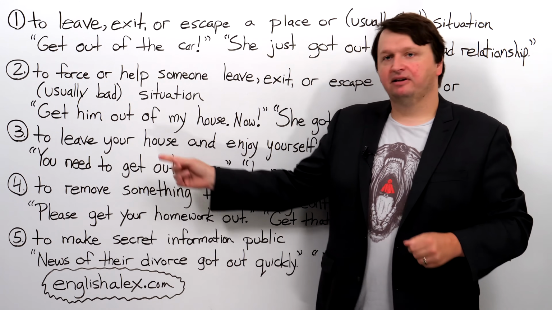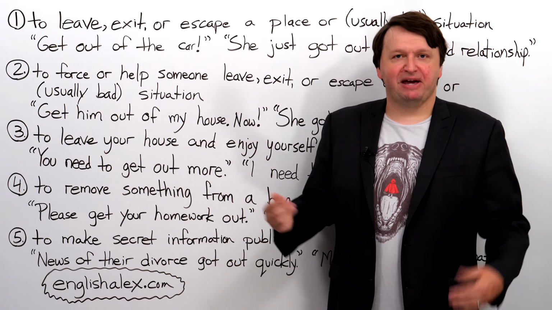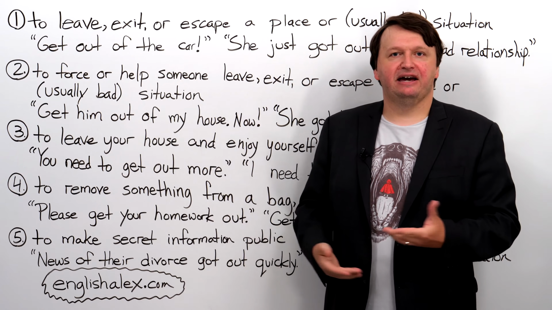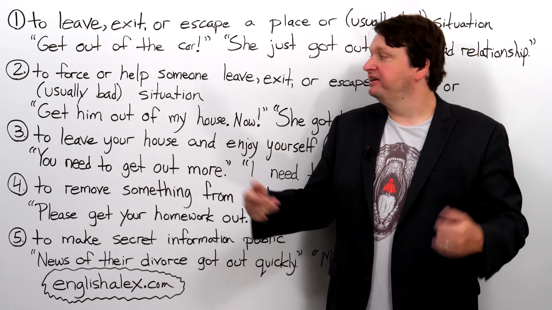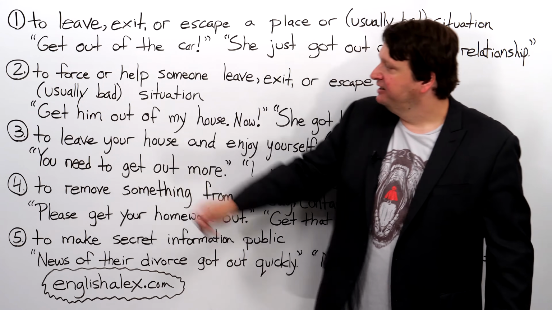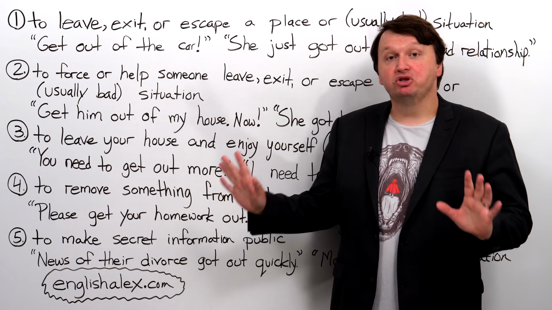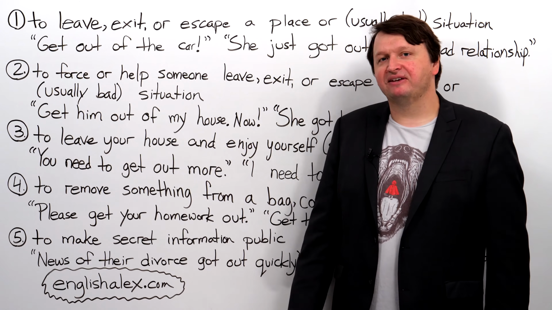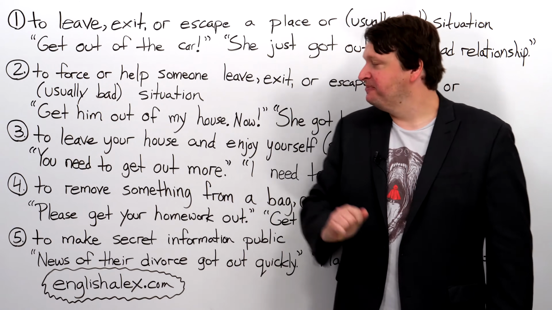For example, get him out of my house now. So maybe this is a father and his daughter or his son. They brought home a boyfriend, girlfriend. In this case, it would be a boyfriend. And they say, I don't like this guy. Or he saw him do something that he didn't agree with. And he said, get him out of my house now.